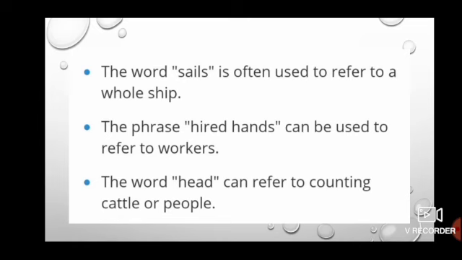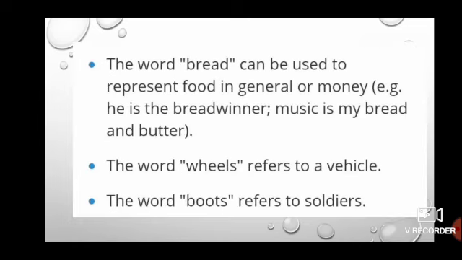Okay. Now see some more examples. The word bread can be used to represent food in general or money. For example, he is breadwinner. Music is my bread and butter. Just focus on this word, children, bread. And you can see how in the example it is explained here. Music is my bread and butter means he survives on that. It's a profession. The word wheels refers to a vehicle. This has been already explained in the first example.